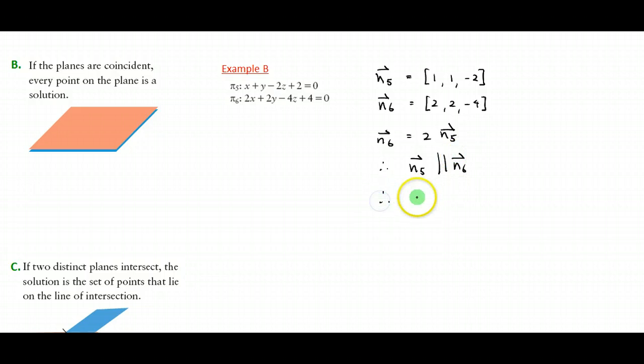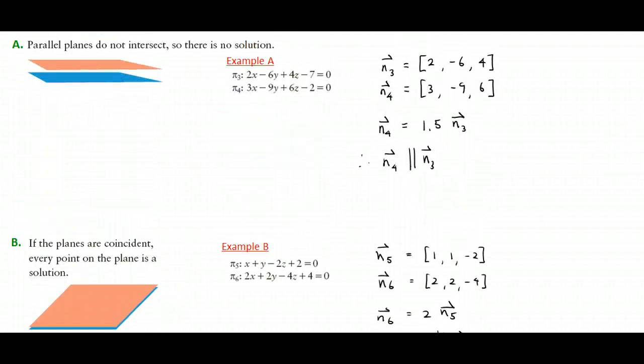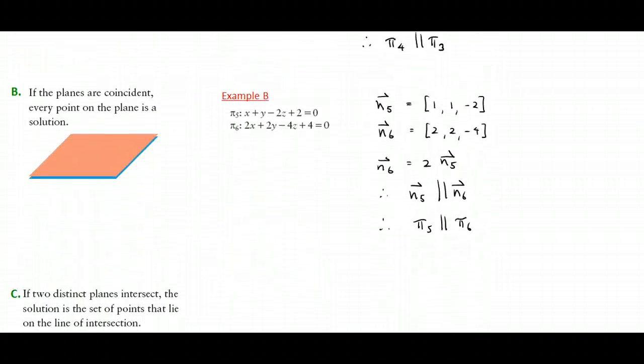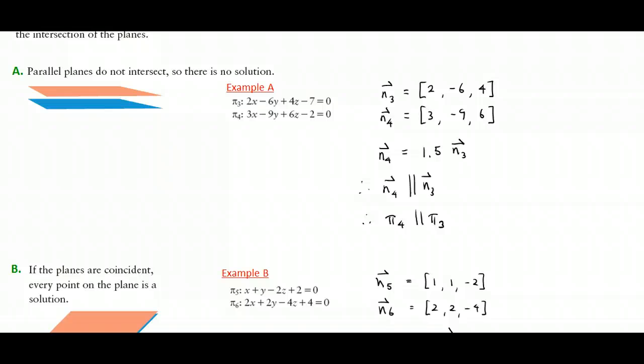And we can also write that the planes are parallel. So plane 5 is parallel to plane 6. That's something that I could add up above here. Plane 4 is parallel to plane 3. So in case A and case B, the planes are both parallel.